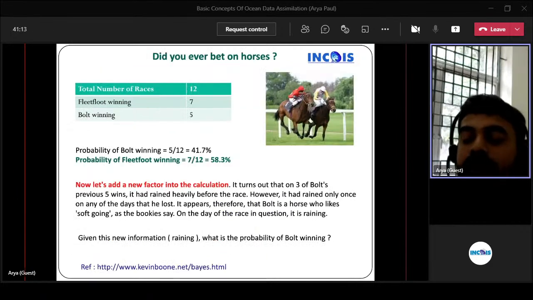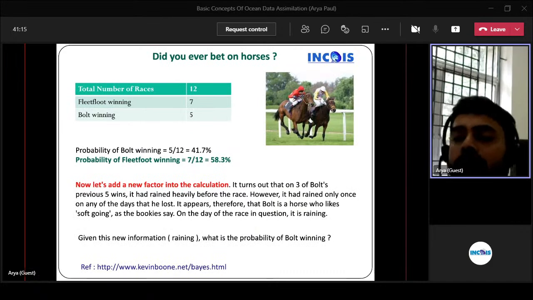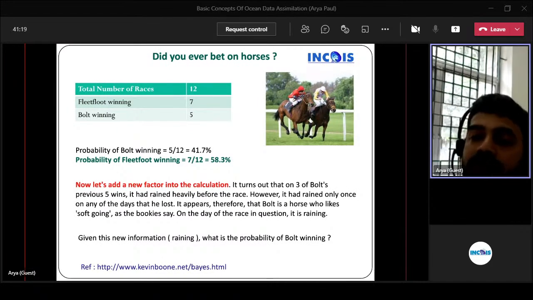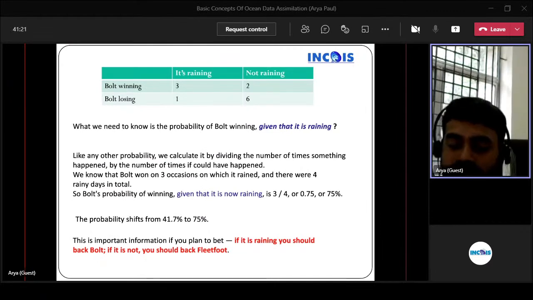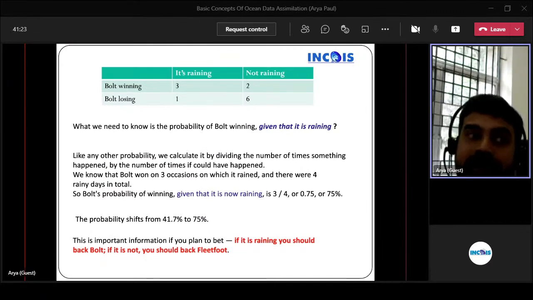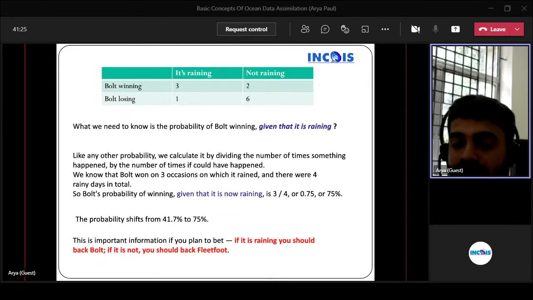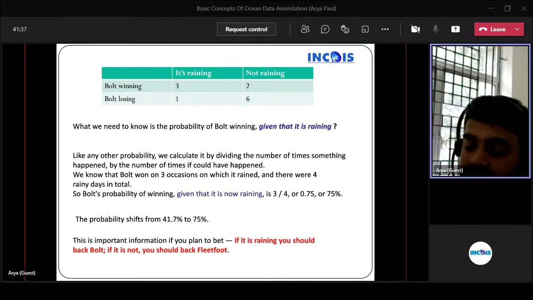Earlier, the probability was something like 41.7%. Now it has jumped to 75%. Given this new information that it is raining today, if given a choice, I will definitely bet on Bolt. And you should too. You should not back Fleetfoot when it rains.